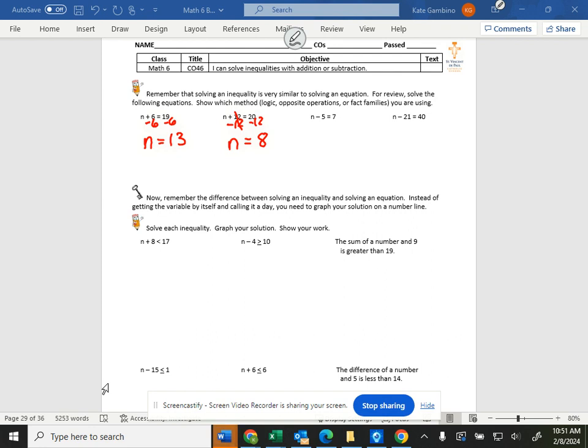This should be easy because we've done it. We're reviewing it. So I'm glad that you're remembering them. Let's look at our next one.